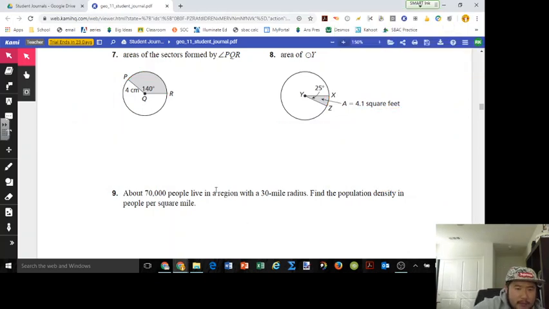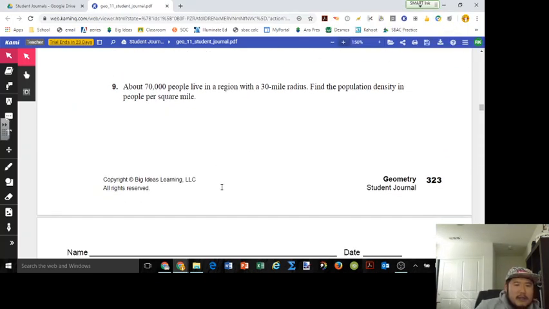Lastly, let's take a look at number 9. They are saying that about 70,000 people live in a region with a 30-mile radius, and it says find the population density per square mile. So once again, the very first thing we talked about was population density, which is the amount of people that live in a given area. It's very simple to solve these types of problems.